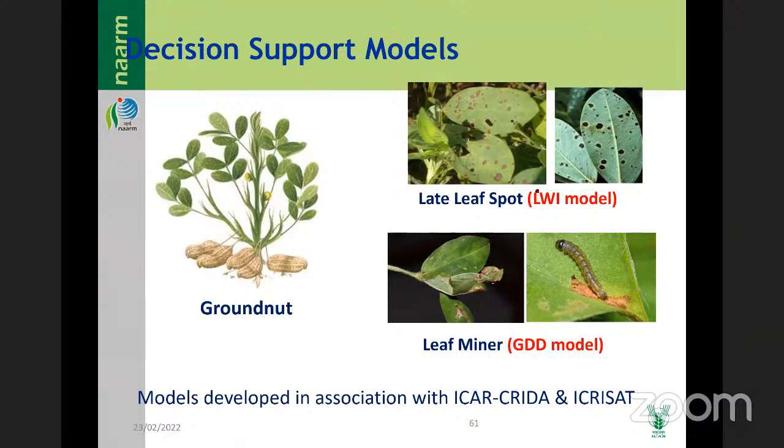Then it will go to the field through image processing. Image processing is one of the computer technologies. Through that it will go to the server. Then it will give the recommendation, because we have already kept decisions. Decision support means it will give some recommendations. These are the problems: late leaf spot, leaf miner problem is there. Then it will recommend you go for this. So that's why it is a model which has ICAR, CRIDA, and AGRINET.